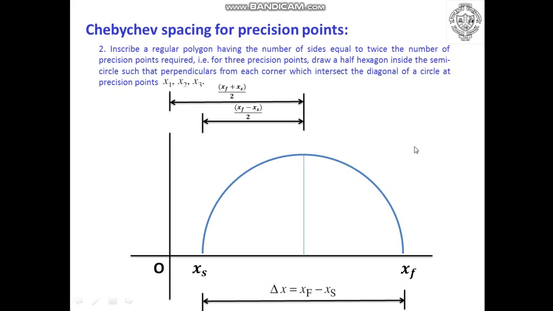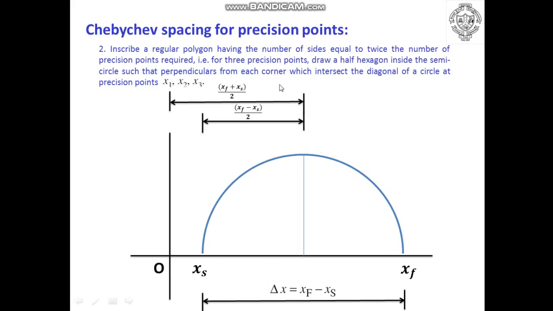So now, as written, we have to inscribe a regular polygon having the number of sides equal to twice the number of precision points. Here we are considering 3 precision points, that is x1, x2 and x3. So small n is equal to 3. How many sides do we have to consider? That is 2 into n, that is 2 into 3. So we have to inscribe a hexagon, a half hexagon, within the semicircle.